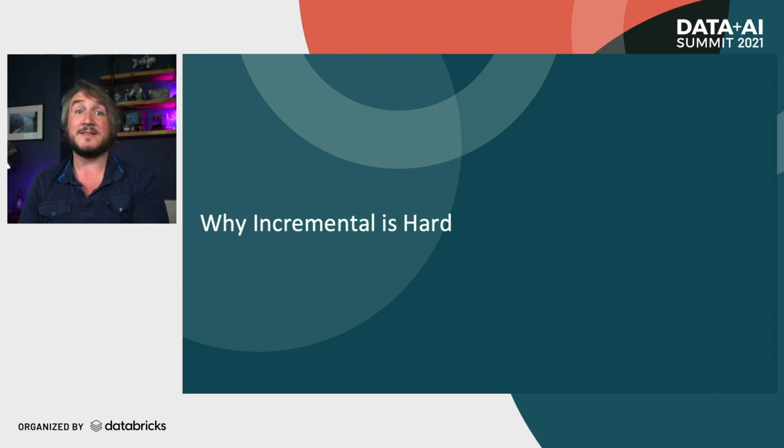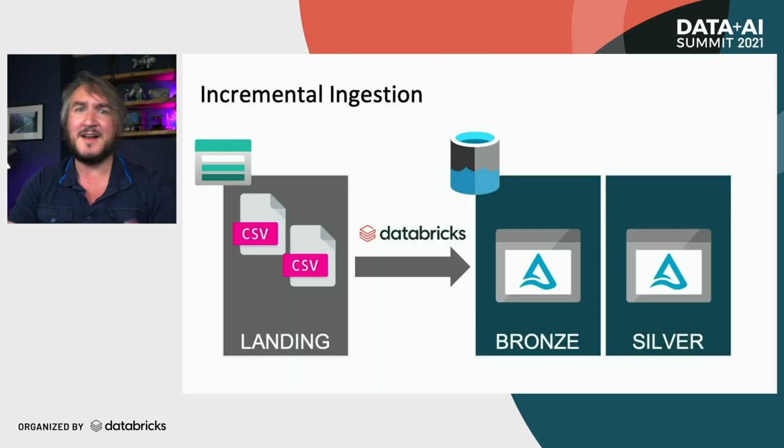Okay, so let's first have a look at why incremental is hard. There's a few different patterns that people actually use to try and get over this, and they're all trying to solve the same problems. So firstly, we've got this scenario. We've got a couple of CSV files, and I'm loading it into a Delta table. So I'm getting it into my lake via a load process.